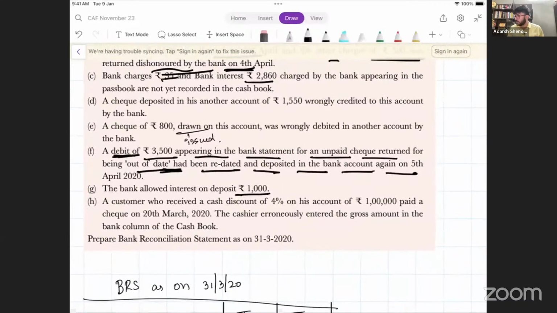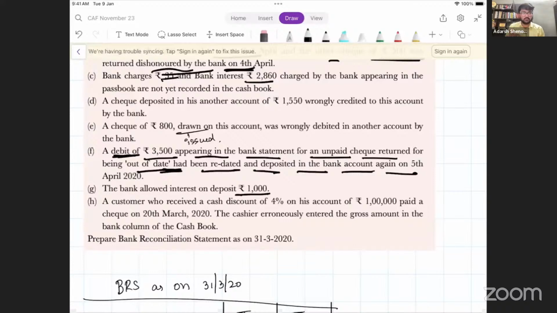A customer, again, an important point. A customer who received a cash discount of 4% on his account of 1 lakh paid a check on 20th March 2020. The cashier erroneously entered the gross amount in the bank column of the cash book. Okay. Very simple. Customer who received a cash discount of 4% on his account of 1 lakh. So 1 lakh minus 4%. How much would you have paid? 1 lakh minus 4% is 96,000. So he would have paid 96,000 rupees to me.